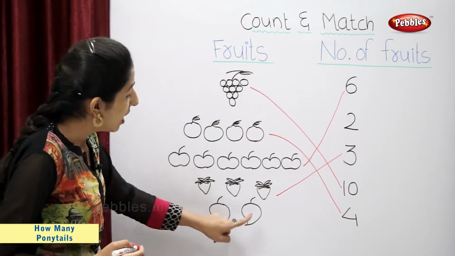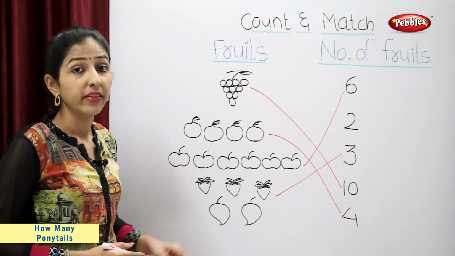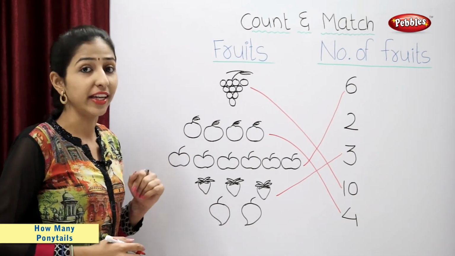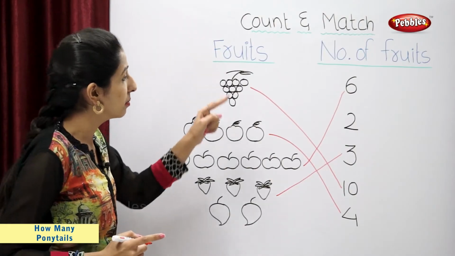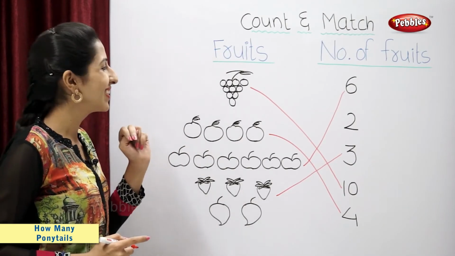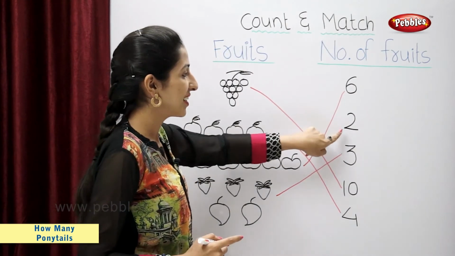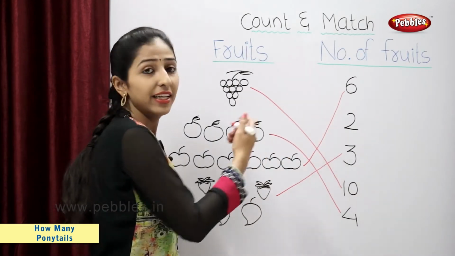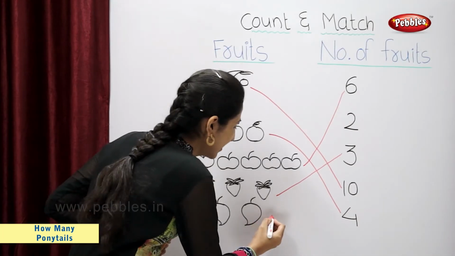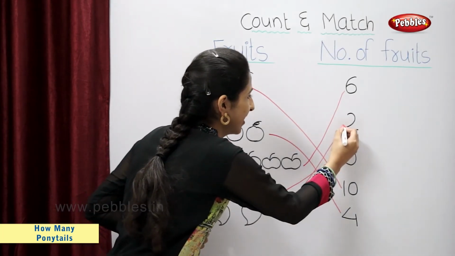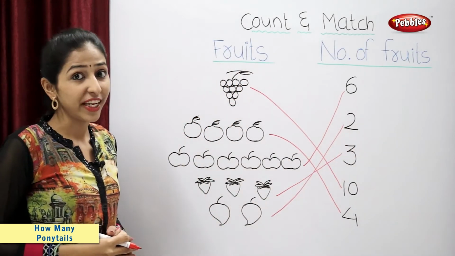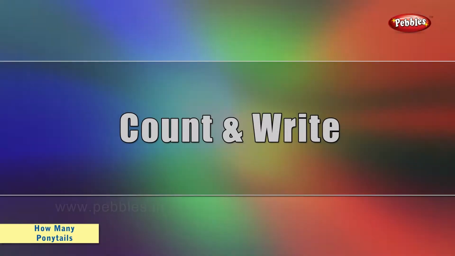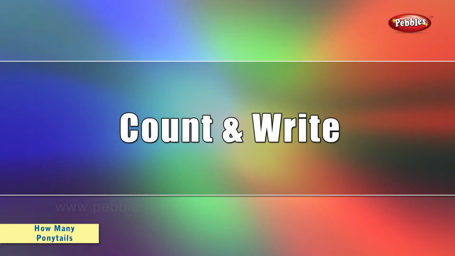One and 2. So there are 2 mangoes. And now let's find number 2. Number 2. Now let's match. Very good. Count and write.